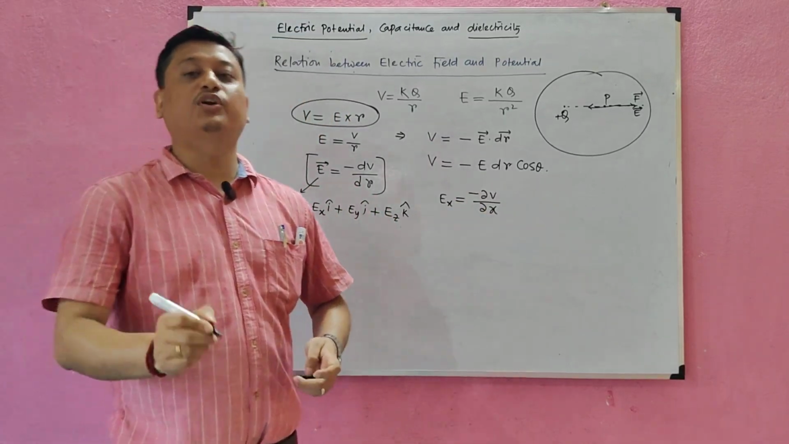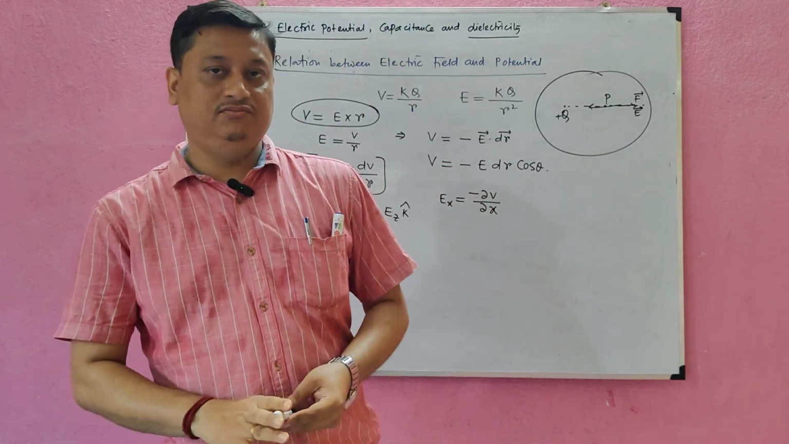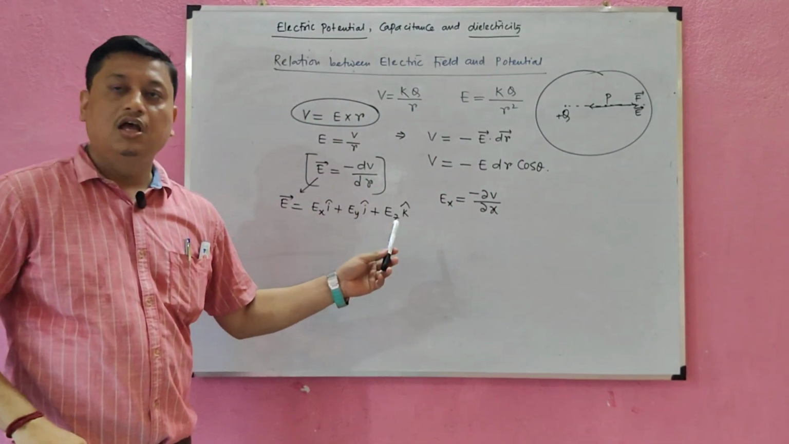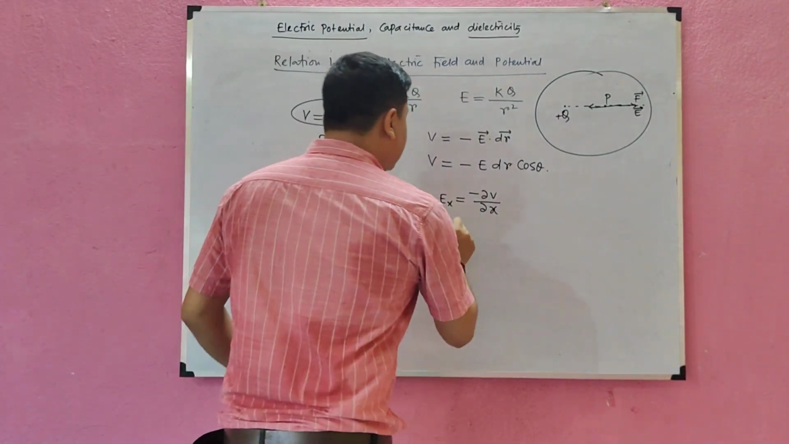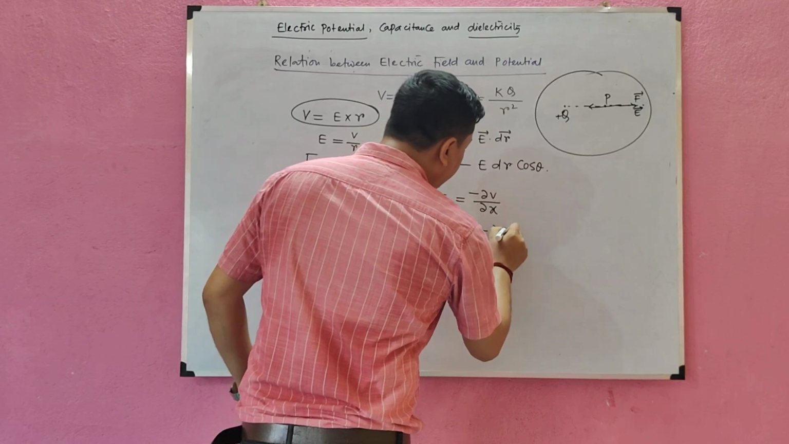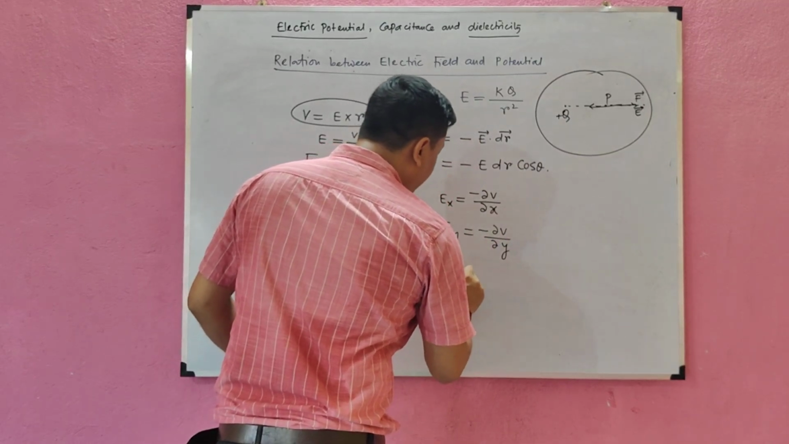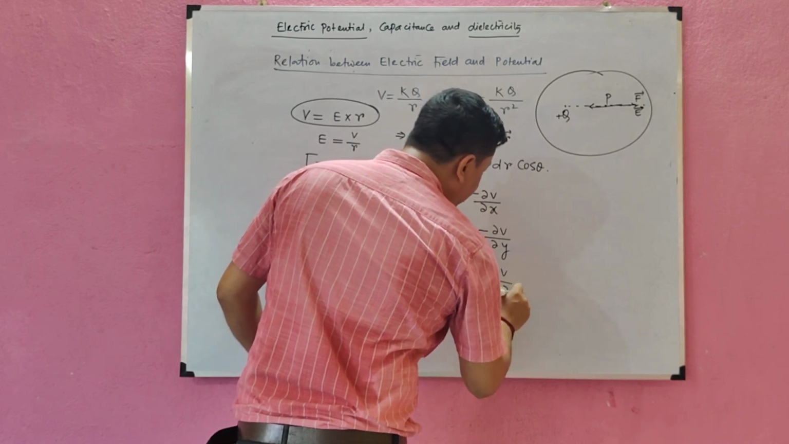Suppose in a question potential is given in terms of X, Y, Z, then for finding the electric field along the direction X, what do we have to do? Minus del V upon del X. In the same way, if we want to find Ey, that will be minus del V upon del Y. And if we want to find Ez, that will be minus del V upon del Z.